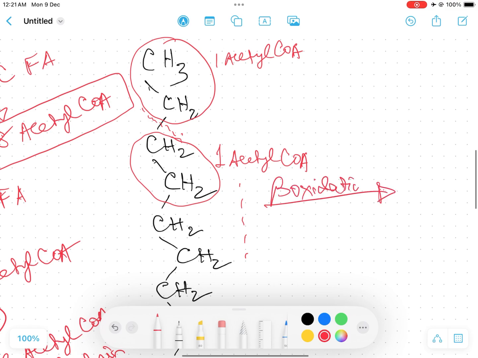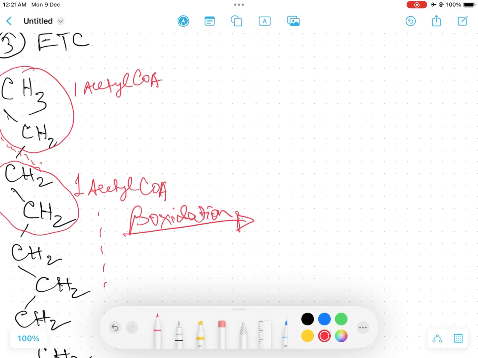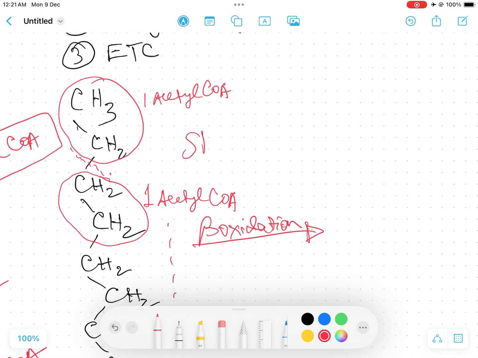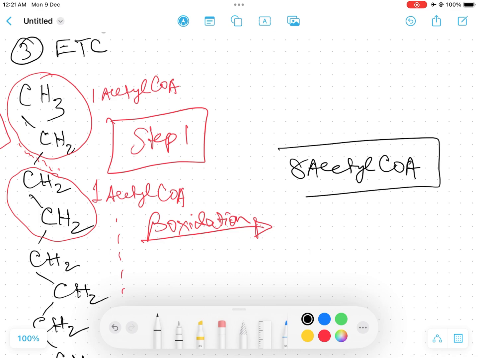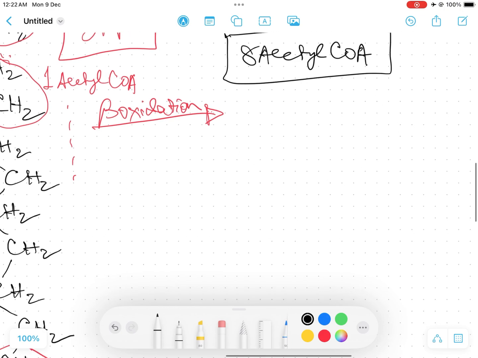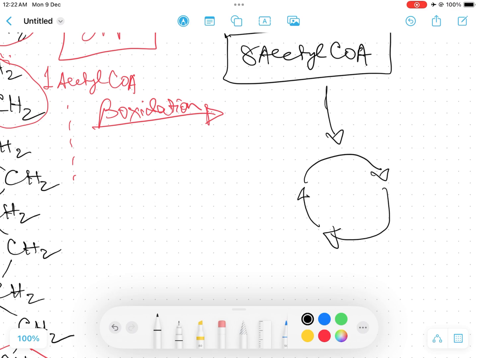So this step is called the beta oxidation. How exactly beta oxidation occurs, we will see in our video. So this is actually step 1, removal of the carbon atoms as acetyl CoA molecules, beta oxidation. By beta oxidation, from a 16 carbon chain you get 8 acetyl CoA molecules. In the subsequent step, this acetyl CoA enters the citric acid cycle.